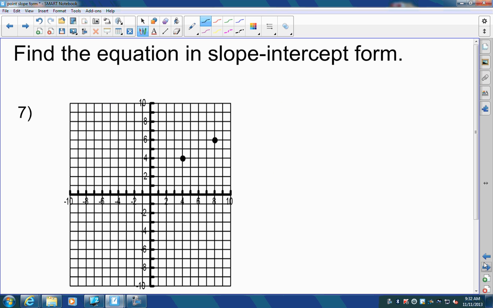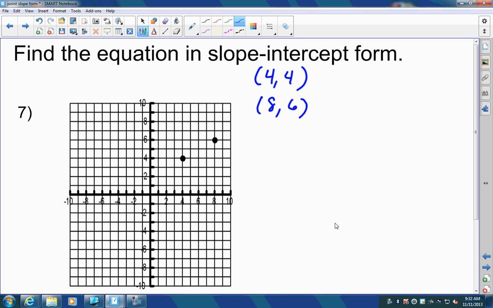Now, let's look at problem number 7. So you'll flip your papers back over. We're on problem number 7 that has the graph. There's a couple different ways we can do this problem, but one way is, let me find the ordered pairs. So I have 4, 4, and 8, 6. Okay, so I just found those ordered pairs.